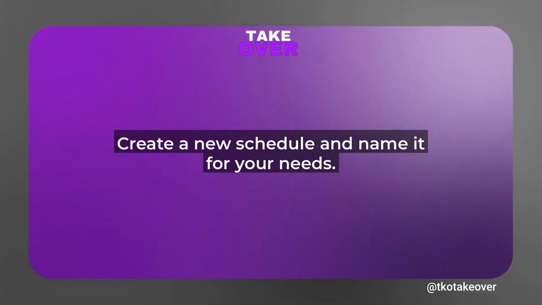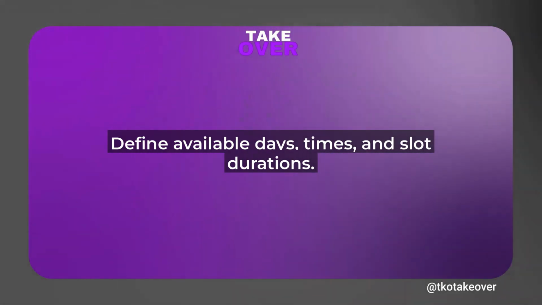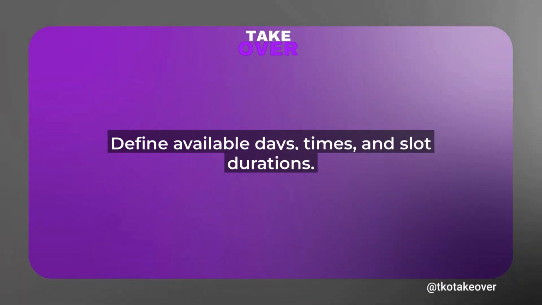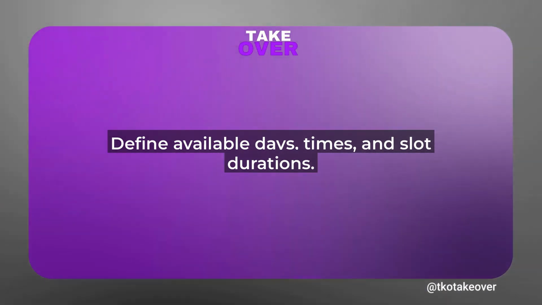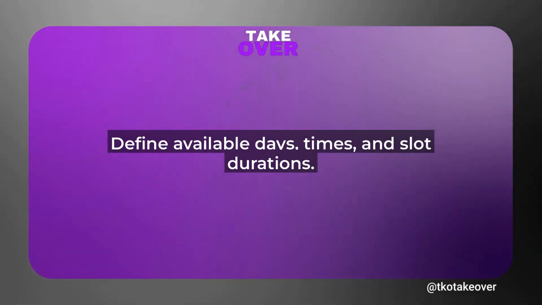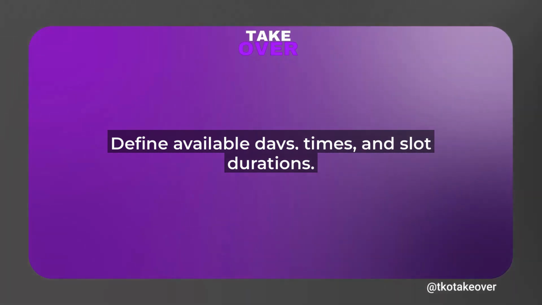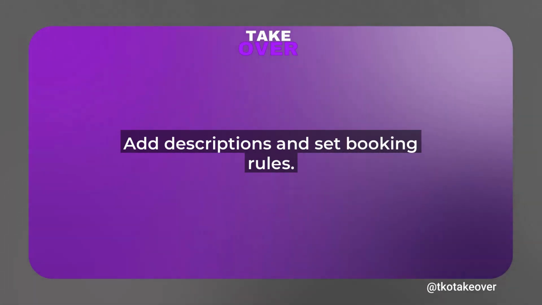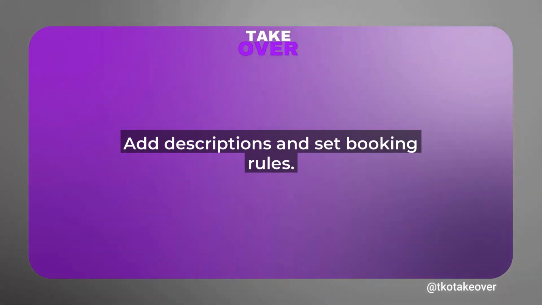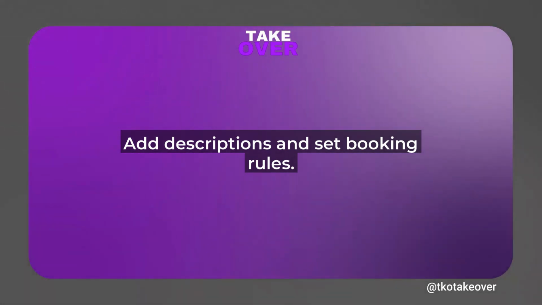Define your availability. Select the days and times you want to offer, such as every Tuesday from 10 a.m. to 12 p.m. You can even set the duration for each slot, think 30 minutes, 1 hour, or whatever fits your needs. After that, customize it further. Add a description to let people know what the appointment is for, and decide how far in advance bookings can be made. Once you're happy with the settings, save it.